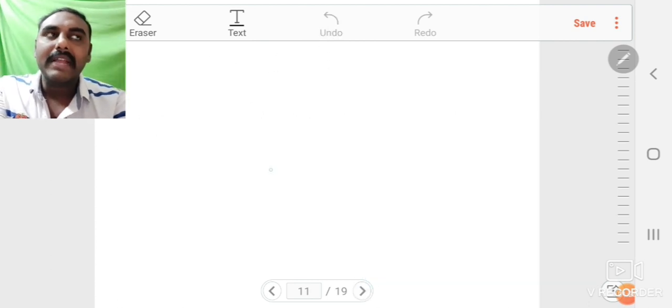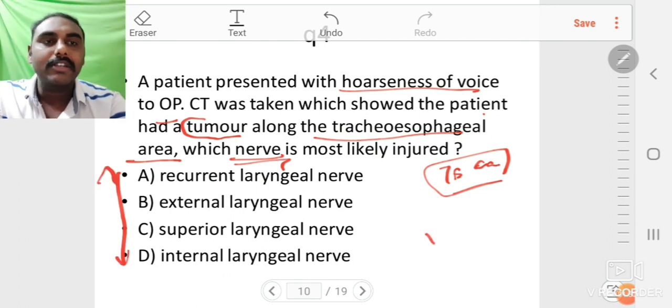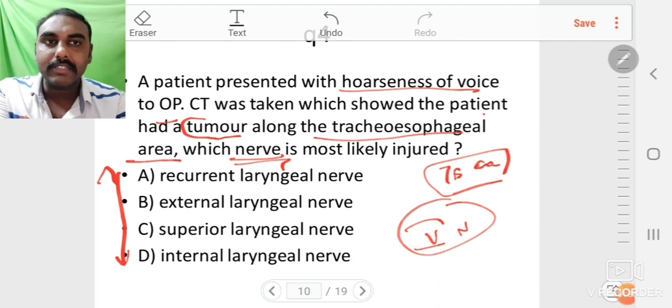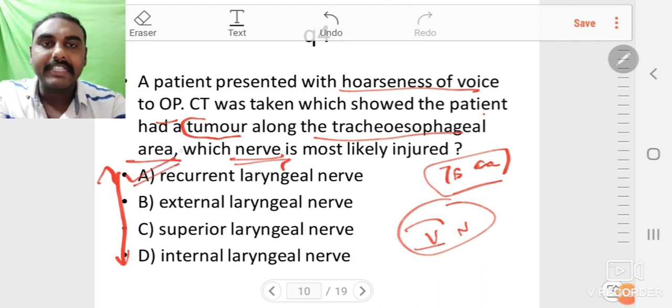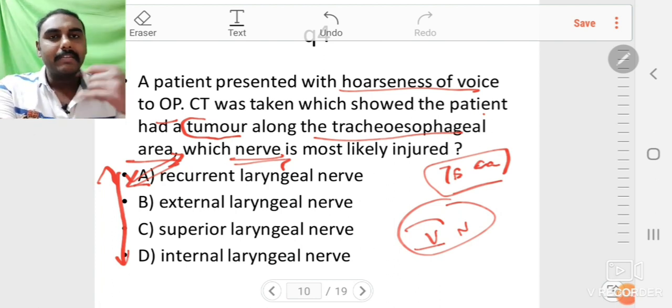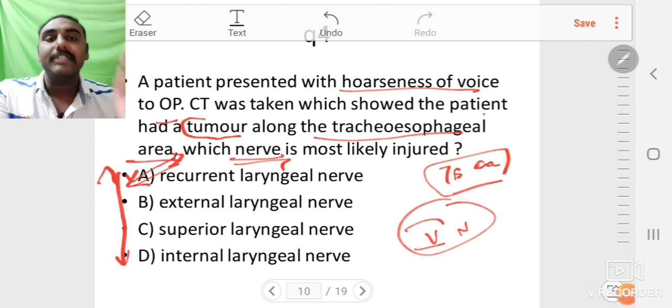So which is the branch? All the options which were given point towards the branches of the 10th nerve, vagus nerve. So which nerve runs along the tracheoesophageal groove? It is option A, which is recurrent laryngeal nerve. A very easy, straightforward MCQ, repeated multiple times in ENT, multiple times in surgery. It runs in the tracheoesophageal groove.